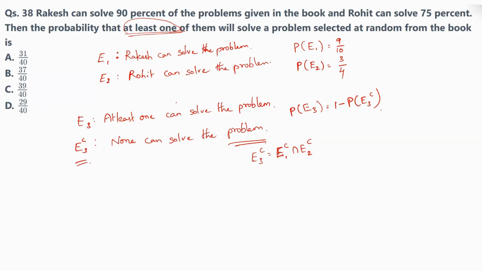E1 is Rakesh can solve the problem. E2 is Rohit can solve the problem. E1 complement is Rakesh cannot solve the problem. E2 complement is Rohit cannot solve the problem. Now, Rakesh and Rohit are two different people. Both are independent, so their ability to solve the problem can be assumed to be independent. So it is reasonable to assume that these two events are independent.